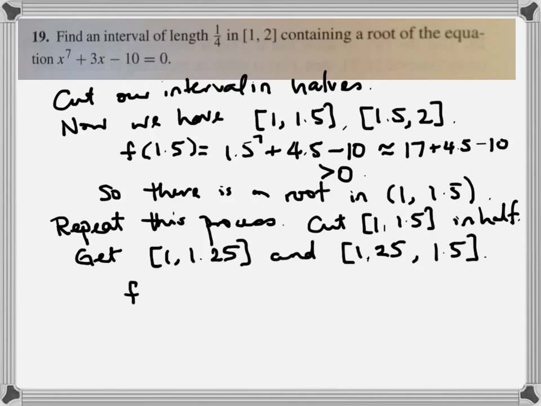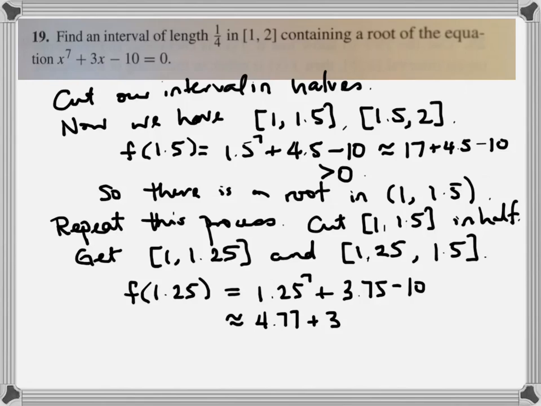So we only need to check f of 1 1/4, which is 1.25 to the 7th, plus 3 times 1.25, that's 3.75, minus 10. Okay, and so again, I'm going to go to a calculator and ask what is 1.25 to the 7th. Okay, and it looks like it's about 4.77. So I have something that's a little less than 10, minus 10, so that's negative. Okay.